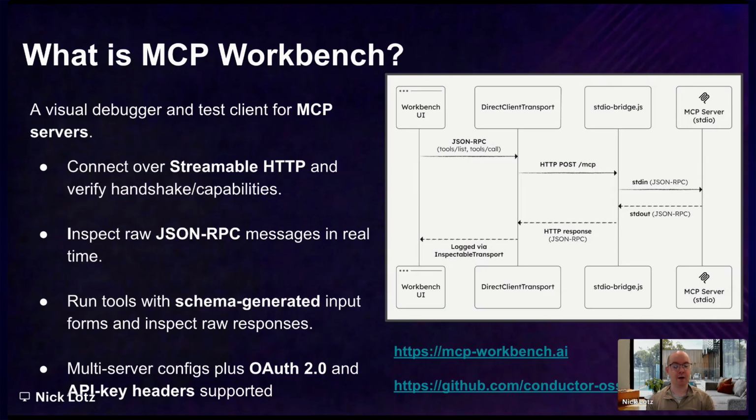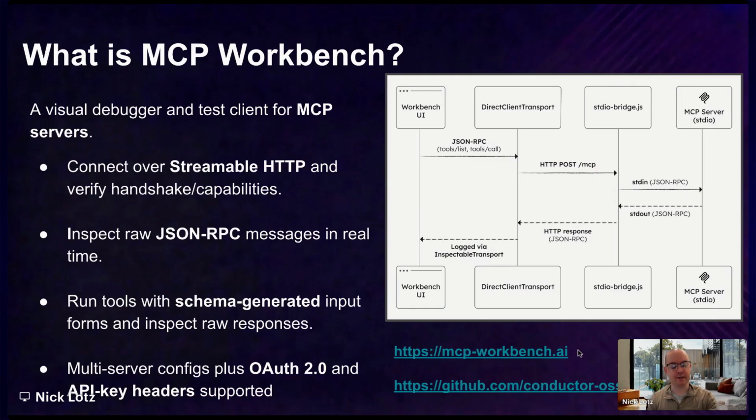Inspecting the raw JSON remote procedure call messages in real time. You can run tools and prompts and evaluate the responses, as well as evaluate any workflow transformations you might have. We'll talk about that with regard to integration with what we call MCP Gateway in a little while. You can verify authentication. We support API key headers, and we support OAuth.